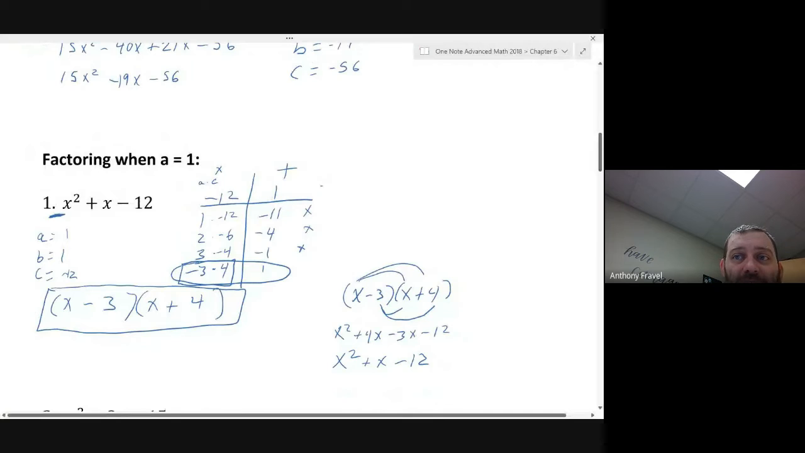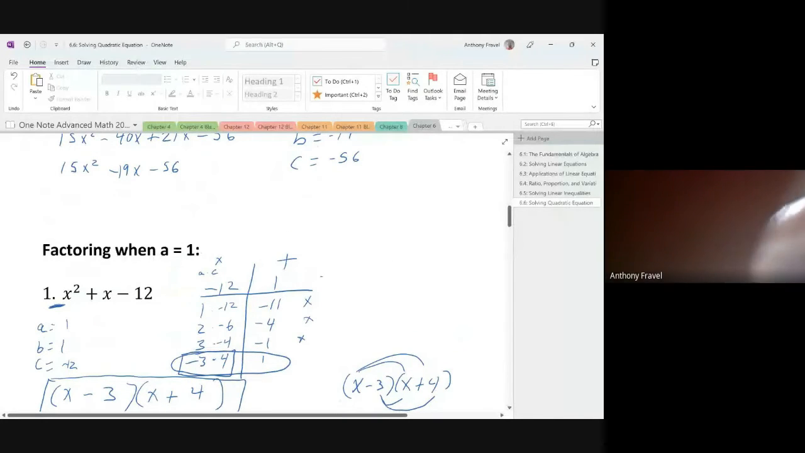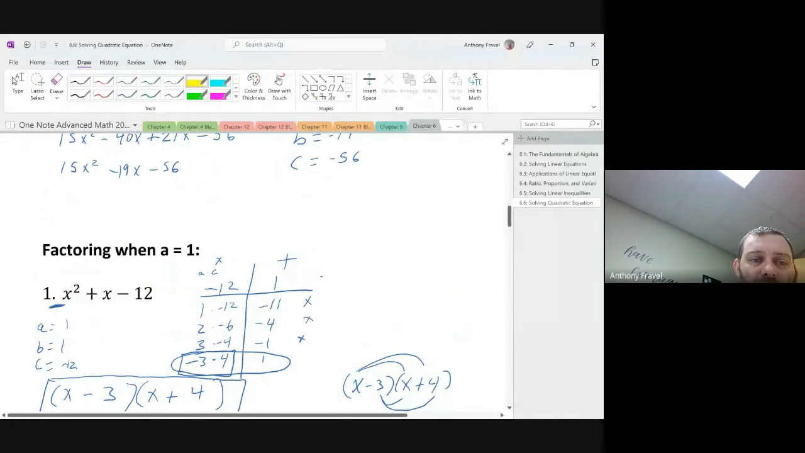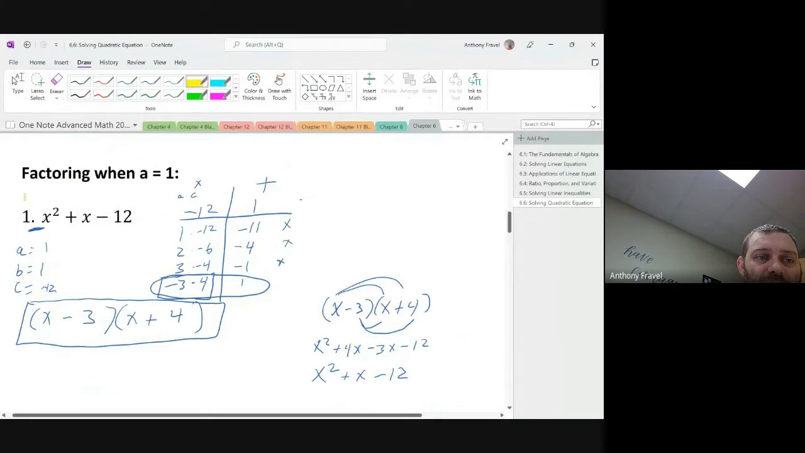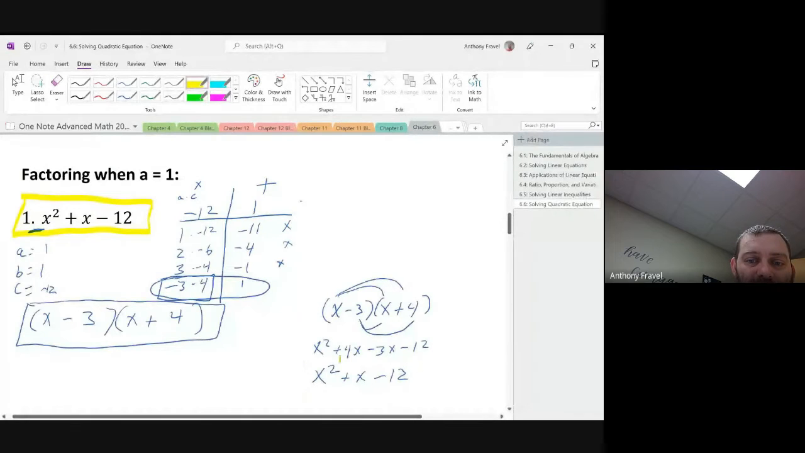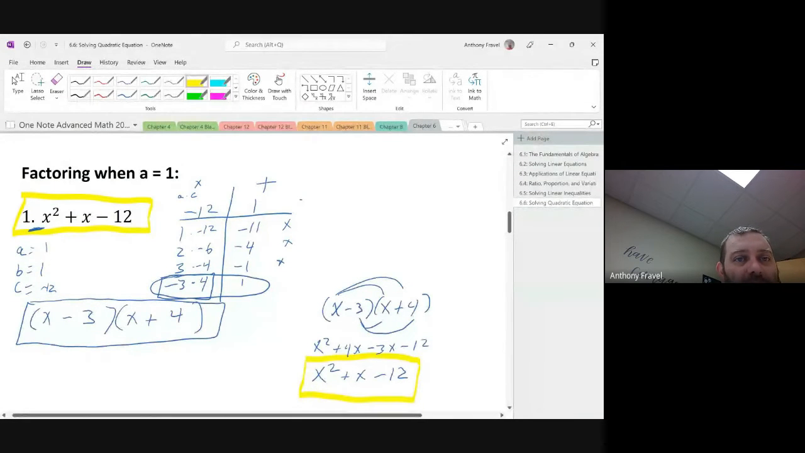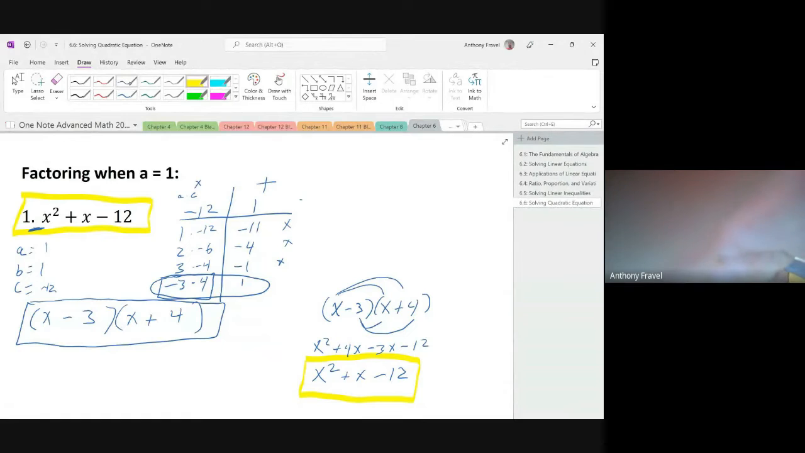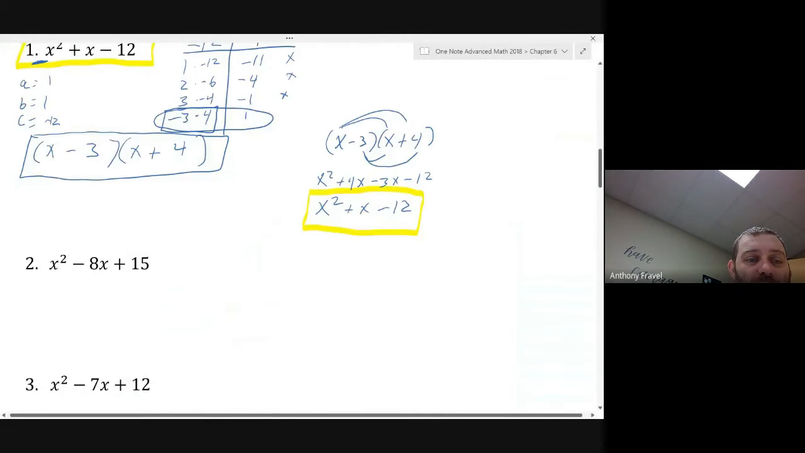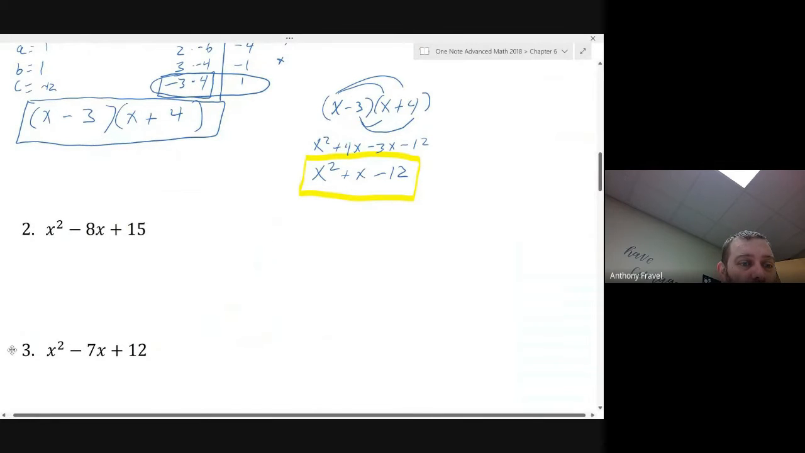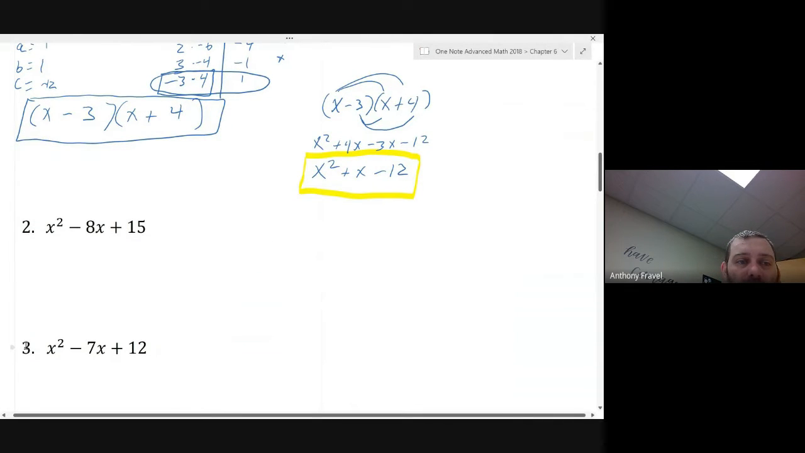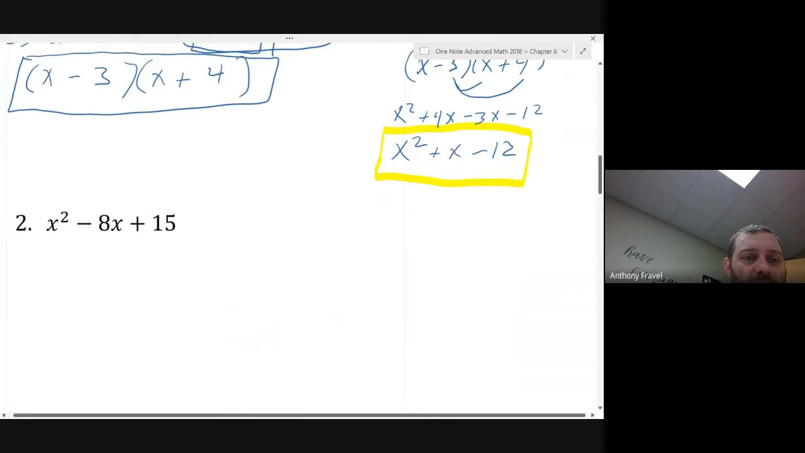If I want to double check it, I'm going to jump up here and get the highlighter to show you. This formula right here is the exact same as this one down here. We did it correctly. All right, so we'll do another one. Number 2. With number 2, we're going to do the same thing.